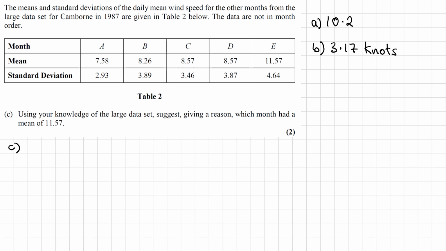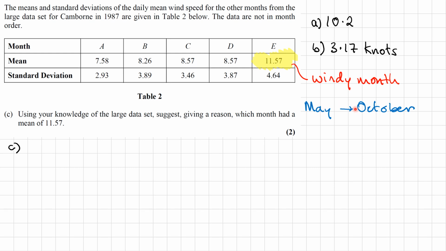So we've got our high mean wind speed. So this is telling us that this is a windy month, but we don't know which month. Now we know that the large data set goes from May to October. Let's think about which of those months are going to be quite windy. Now May, it's like the end of spring, you're starting summer. It tends to be quite calm, you don't get storms, things like that.